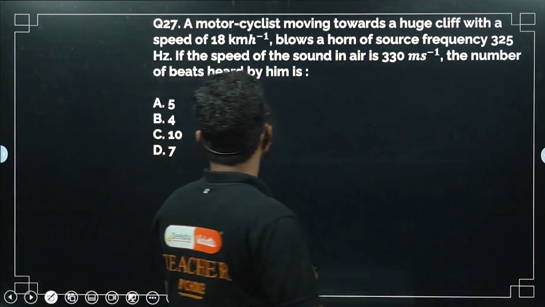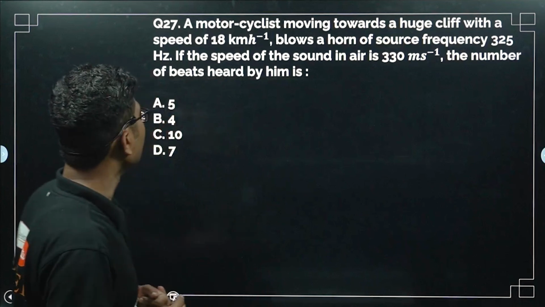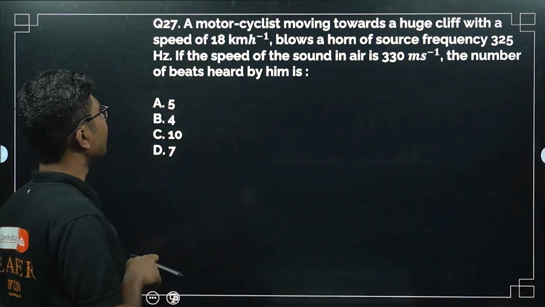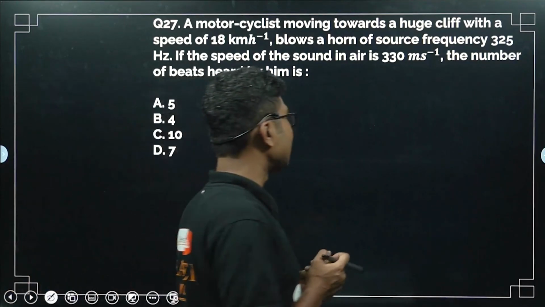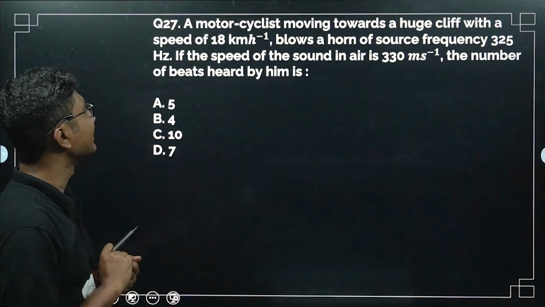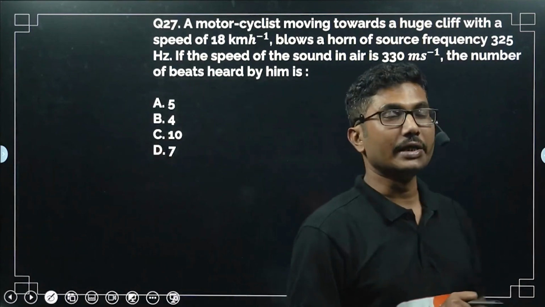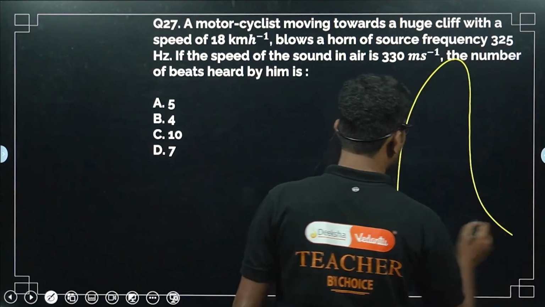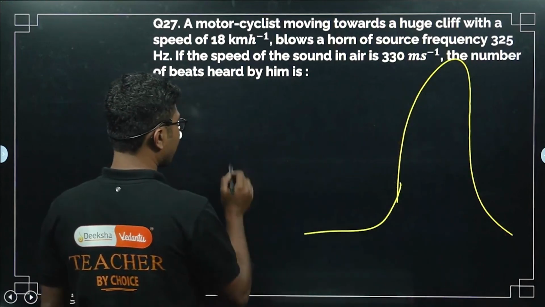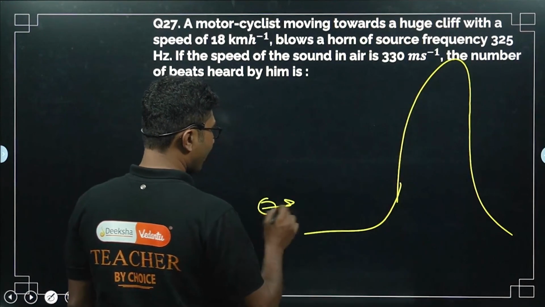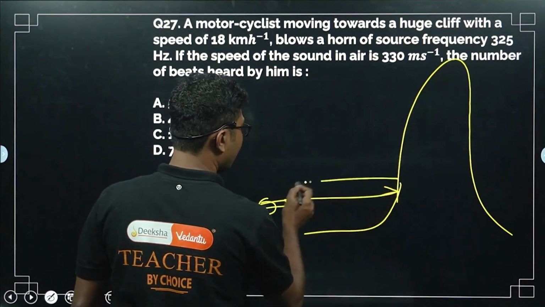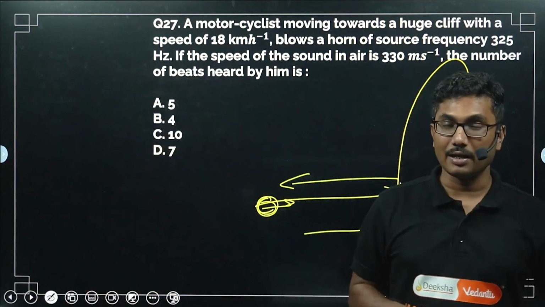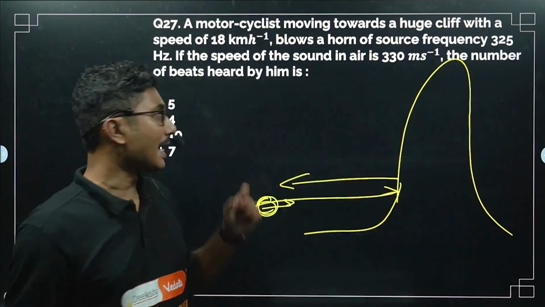Now, a motorcyclist moving towards a huge cliff with a speed of 18 km per hour blows a horn of frequency 325 Hz. The speed of sound in air is 330 meter per second. The number of beats heard by him is. So this is related to the Doppler effect, and a very interesting question. Many people were not able to answer this question, thinking how to solve it. First of all, you have to remember that when the motorcyclist is going towards the cliff, the sound reflected back from the cliff will create a Doppler effect with the person riding the bike, and there will be a difference in frequency that leads to the beat.